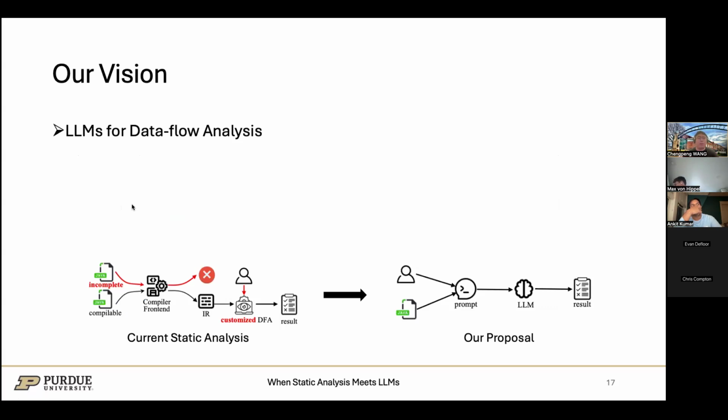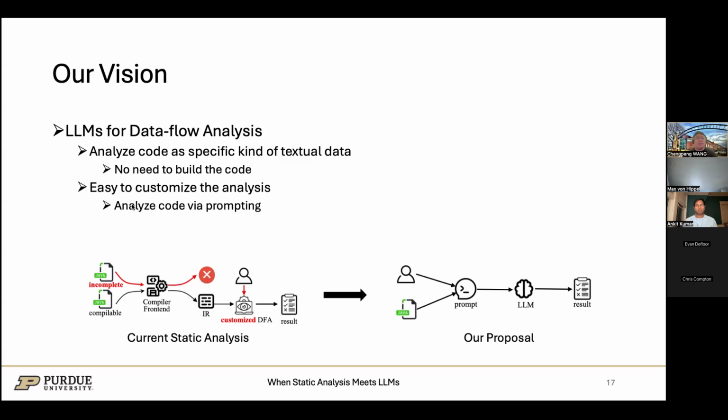So here is our vision. In the previous or current static analysis, we need to hack the compilers, and we need to wait until the program can be compiled. But right now, we can just use LLMs to do the detection. In this case, we can analyze the code as text or data. We don't need to compile the program. And the second thing is we can easily customize analysis by writing prompts. For example, we can give some few-shot examples, for example, the buggy cases, so that the models can really discover the bug.